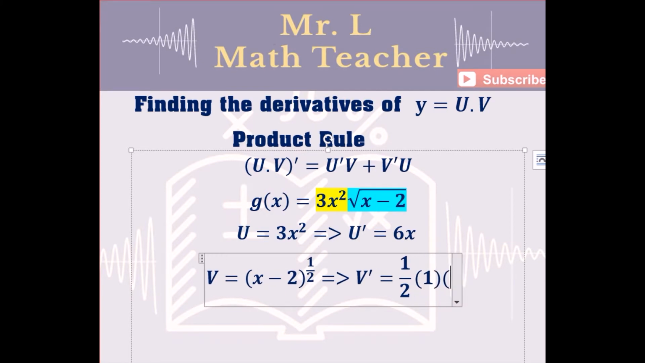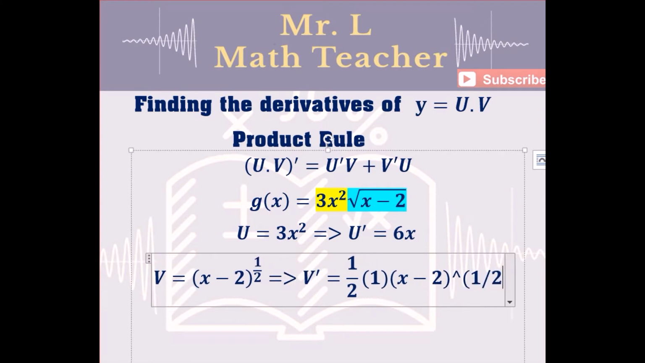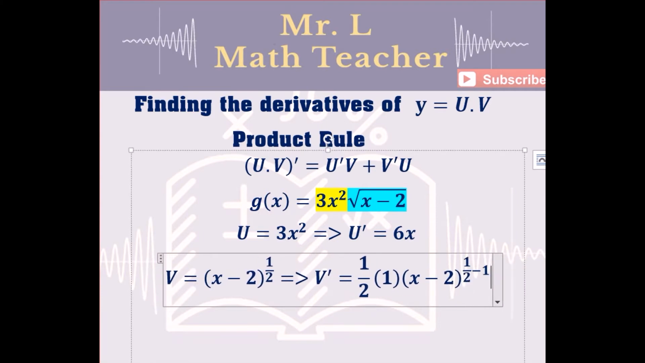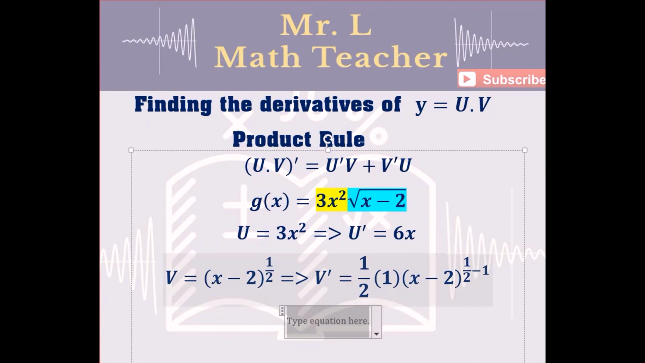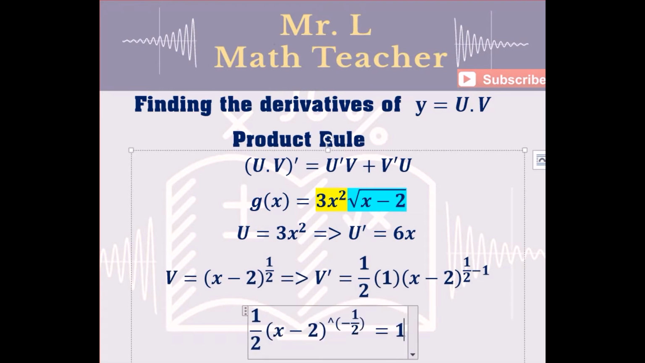So guys, you can go back and check my previous video for more information about the chain rule. Multiplied by x minus 2 raised to the power half minus 1. So if you simplify v prime, you will get half multiplied by x minus 2 power negative half, which is equal to 1 over 2 radical x minus 2.